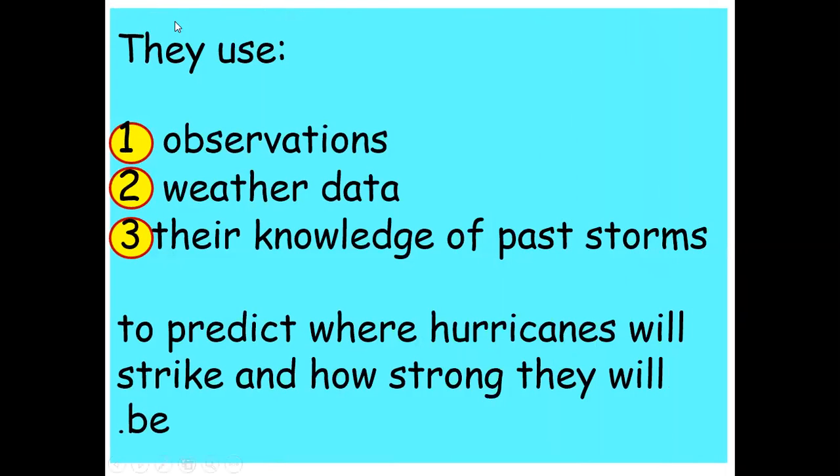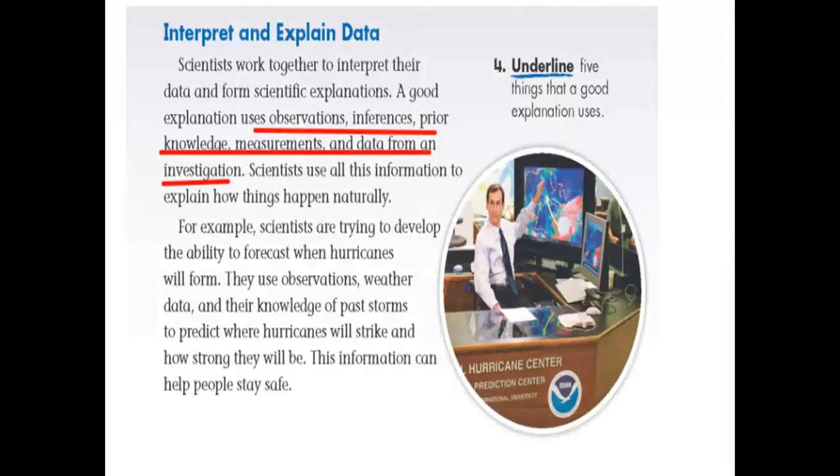Okay, now what do the scientists use? Observation, weather data, their knowledge of past storms. So again, what is it? Observations, number one. Number two, weather data. Number three, their knowledge of past storms. Now, to predict where hurricanes will strike and how strong they will be.